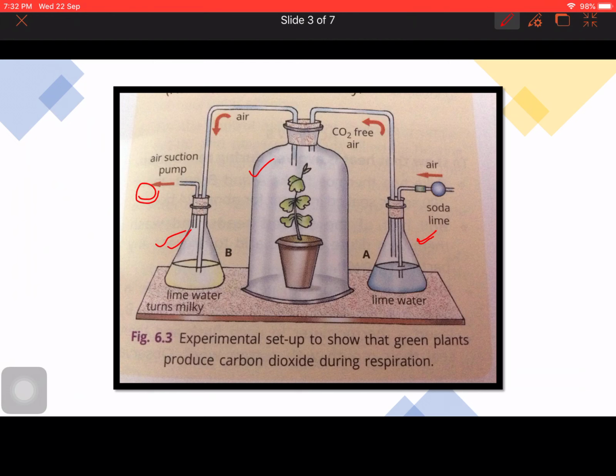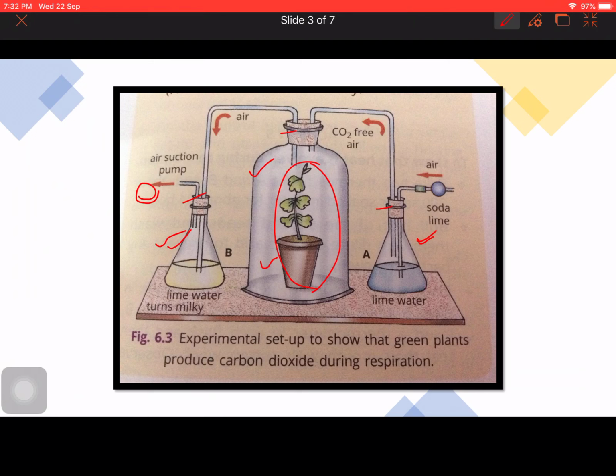Now the 2 conical flasks contain lime water, as shown in the figure. We have placed a potted plant inside the bell jar. We have sealed all the connections with Vaseline to make them airtight.